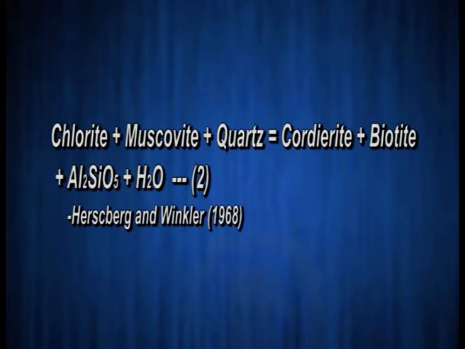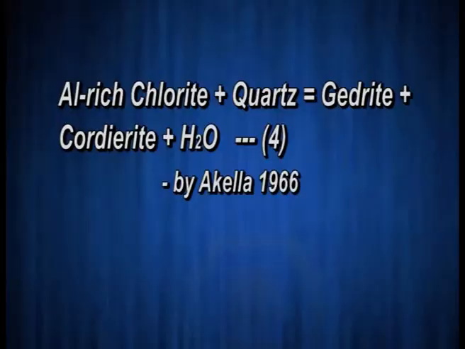The reaction carried out by Hoschek and Winkler: the temperature is 550 degrees centigrade at 1 kilobar, 525 degrees centigrade at 2 kilobar. Another reaction is Al-rich chlorite plus quartz give rise to cordierite plus water, which is carried out by Akella 1966 at 560 degrees centigrade, 2 kilobar.